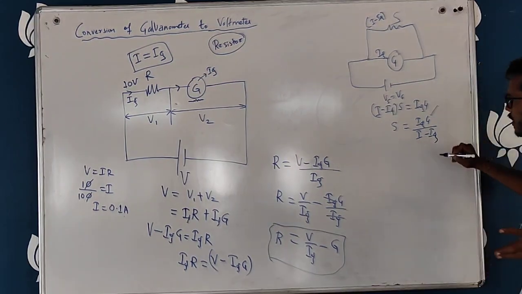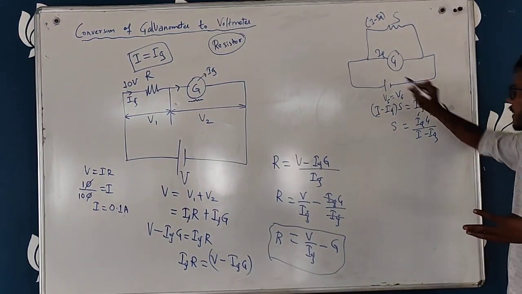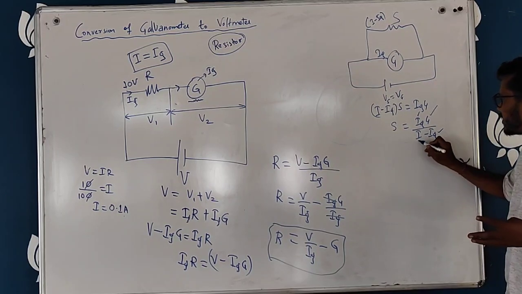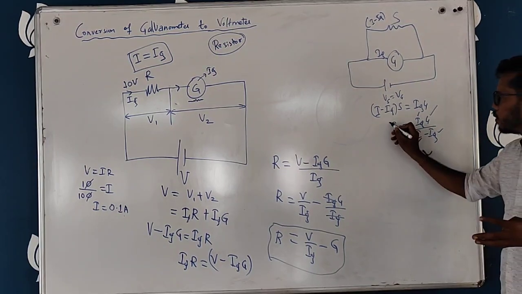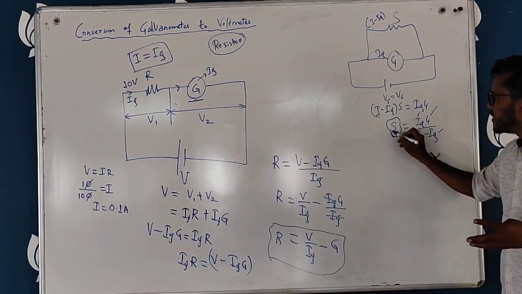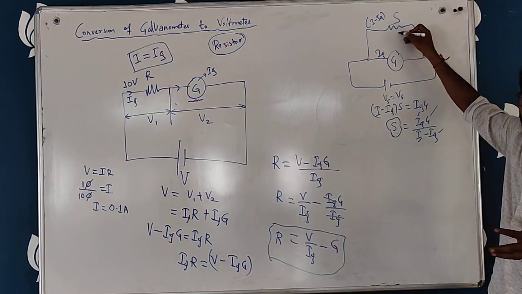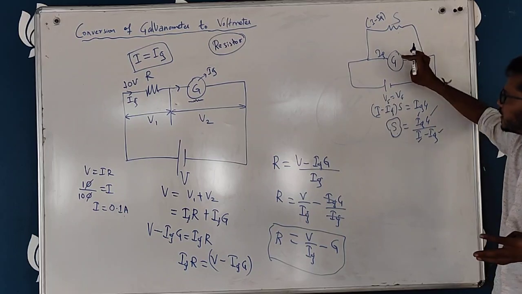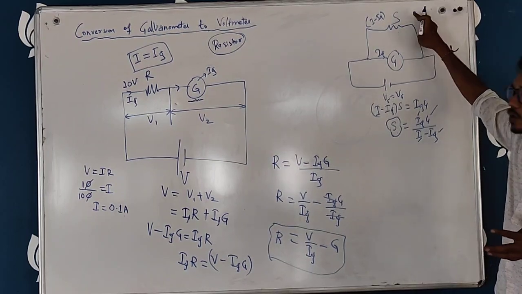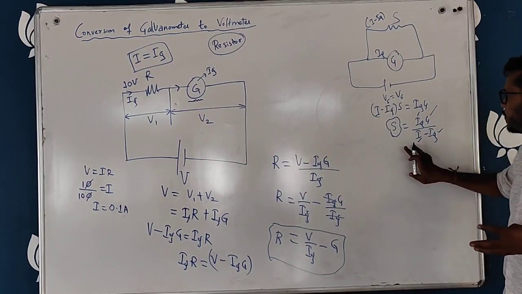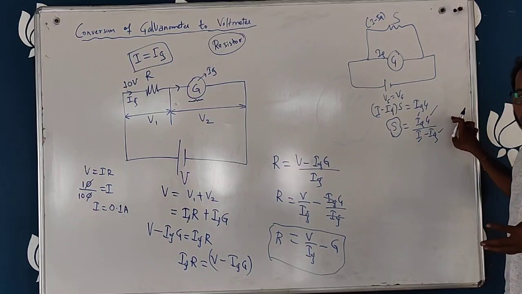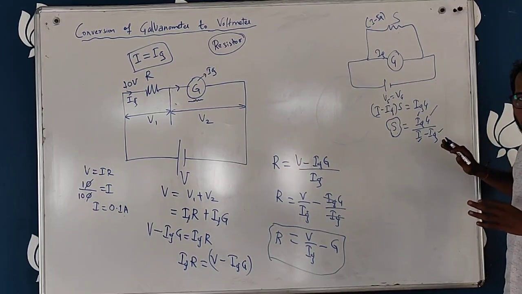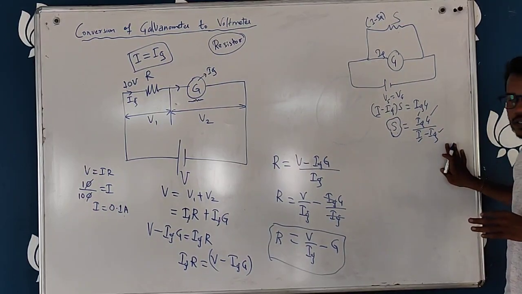We know the galvanometer resistance, the current flowing in the galvanometer Ig, and the main current also. With the help of this, I can easily calculate this S resistor value. If we connect this much resistance in parallel, then I can easily convert the galvanometer into an ammeter. So this is my final equation, and without any memorizing, I can easily write it.